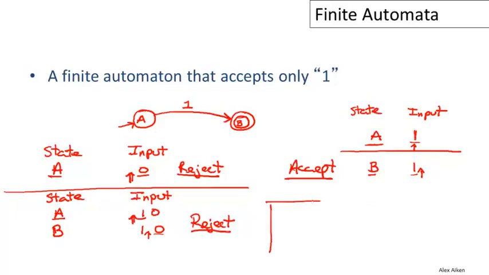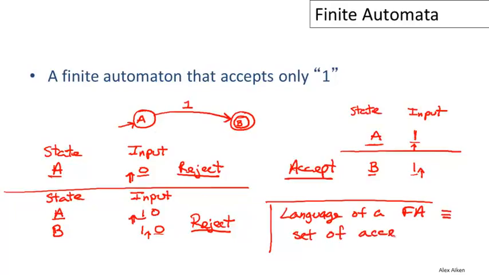And in general, we could talk about the language of a finite automaton, which is equal to the set of accepted strings. Okay, so when I talk about the language of a finite automaton, I mean the set of strings that the automaton accepts.